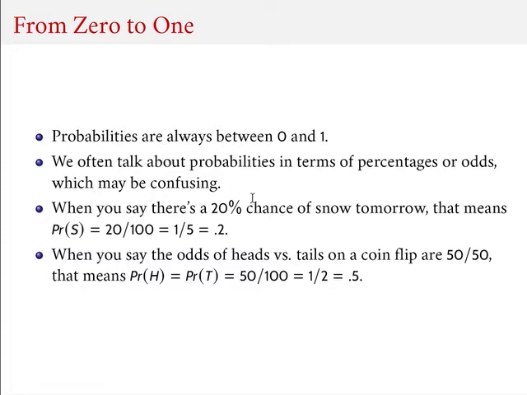So this is how we connect talk of percentages and odds with the idea that probabilities are always between 0 and 1. So a probability can be 0, as we'll see, and it can be 1, as we'll see, and it can also be any fraction in between, or even any real number in between 0 and 1. However, for simplicity in this class, we'll be, for the most part, sticking to pretty simple values between 0 and 1.